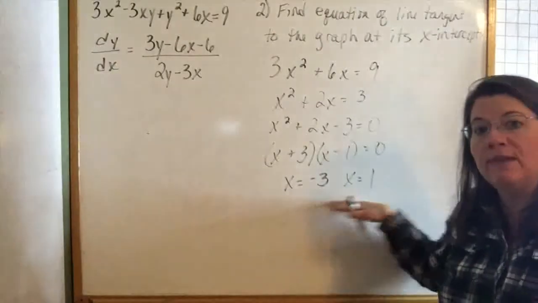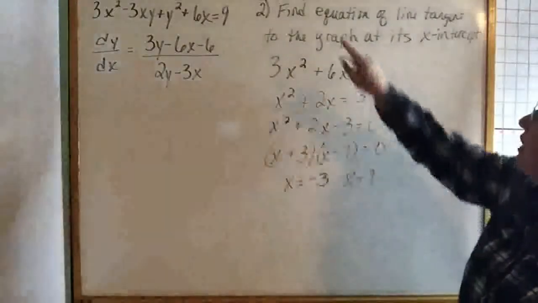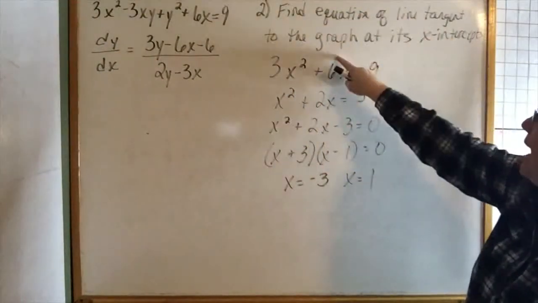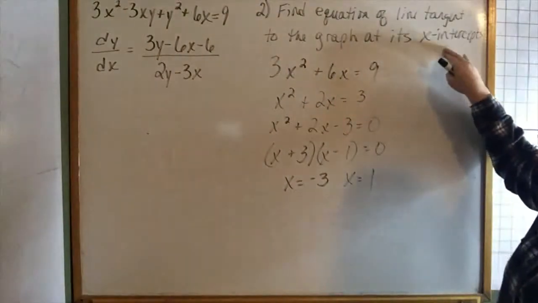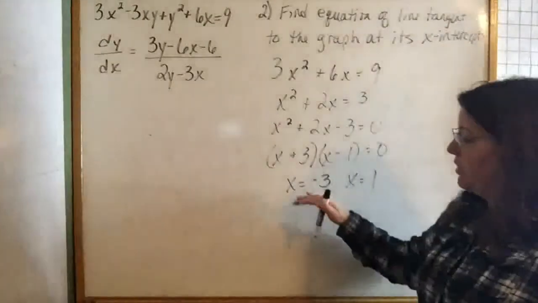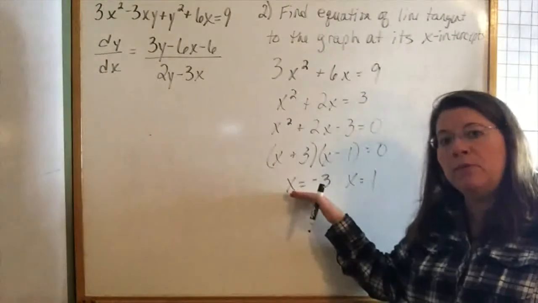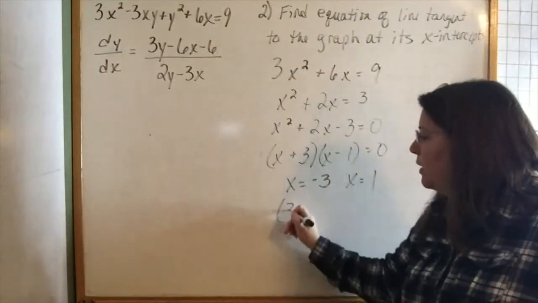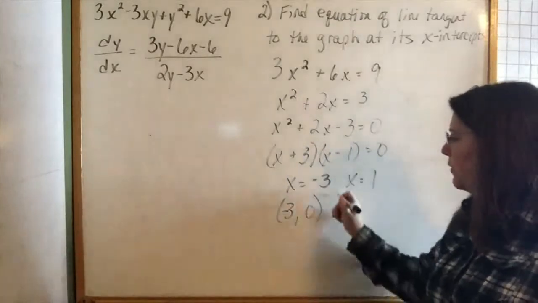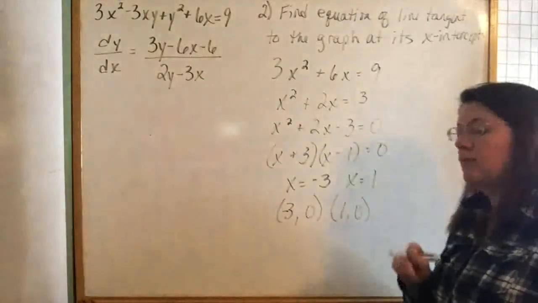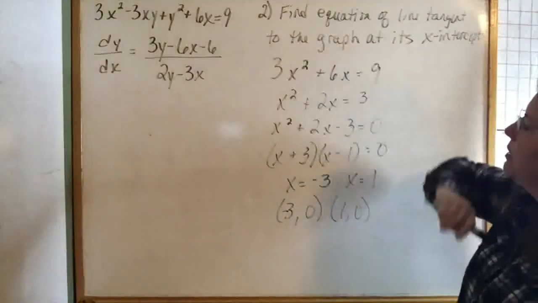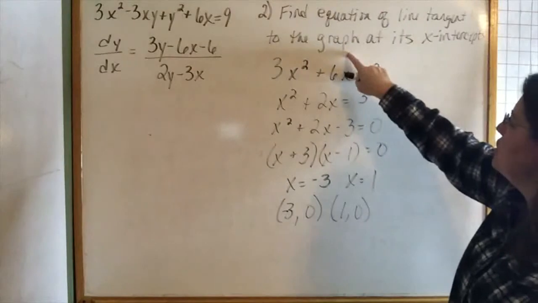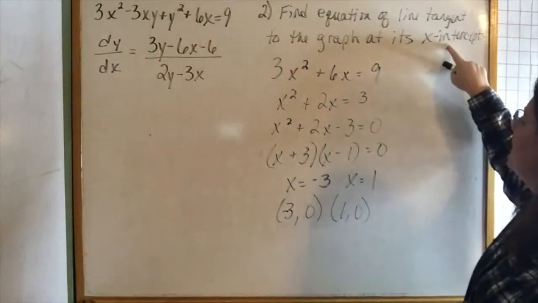We will use this information to answer part 2. It says find the equation of the lines that are tangent to the graph at its x-intercepts. So if we know the x-intercepts will occur when x equals negative 3 and when x equals 1, our actual x-intercepts are the points (negative 3, 0) and (1, 0). So in the problem, they're asking us to find the equation of the line tangent to the graph at its x-intercepts.